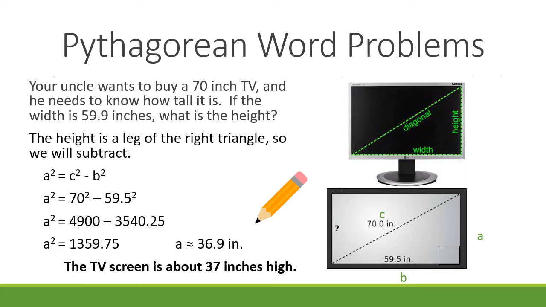We use our calculator to square the numbers and subtract. We get 1359.75. And you'll use your calculator again to find the square root of that, which is approximately 36.9 inches. And you would probably just tell your uncle the TV screen is about 37 inches high, because 1/10 of an inch probably won't make much of a difference in real life. But make sure you use the word about, because this is an approximate answer.